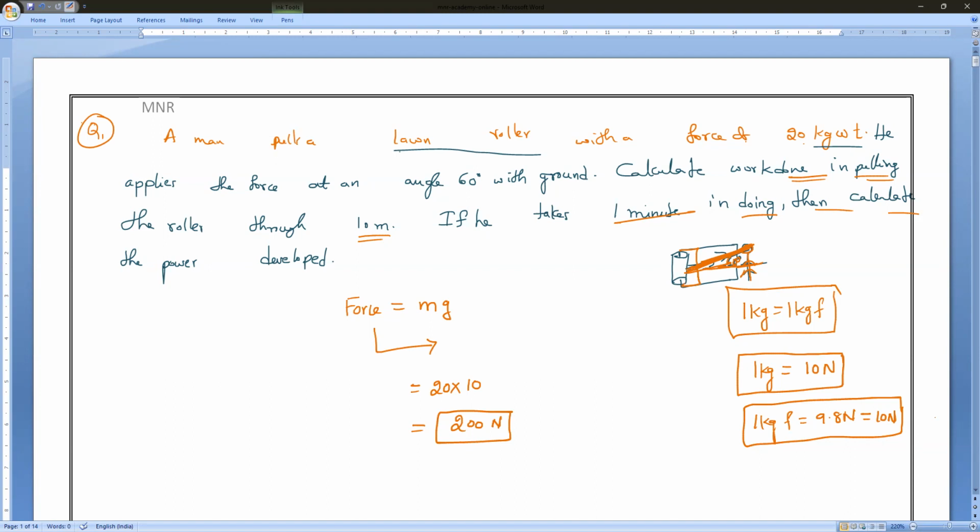Kilogram weight or kilogram force is the mass denoted simply in kilogram. So it is equal to 9.8 newtons. That's what. So I got the force now, so we have to convert into newtons. Next, what else? Everybody, the work done formula. What is the work done formula, everyone?